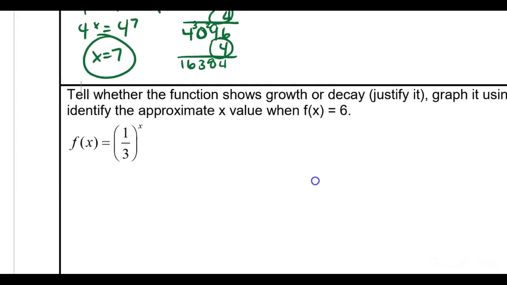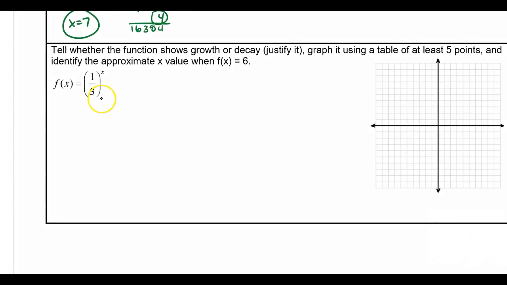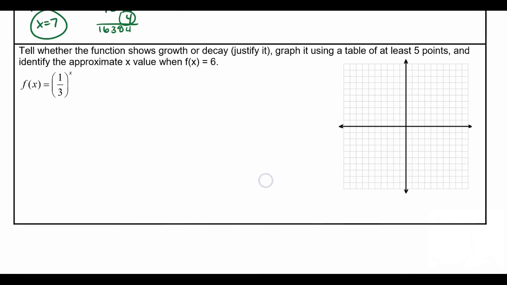Okay, so let's go to the next one. So now it says, tell whether this function here, 1/3 raised to the x, shows growth or decay. And we need to justify that. Now, if some of you remember what we talked about before, there is a difference between growth and decay just by looking at the values in the function itself, and we can figure that out. But here it's asking us to prove that by graphing it, not just by stating, oh, well, I know it's a decay because this b value is less than 1. We actually need to prove it using a table. So it says graph at least 5 points.